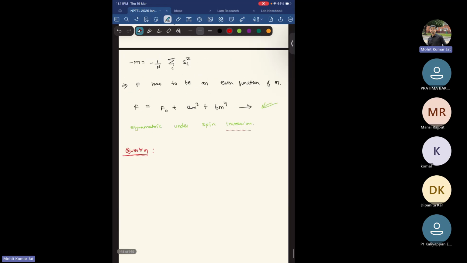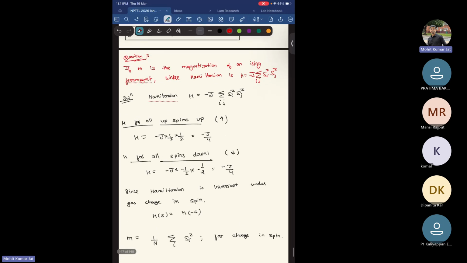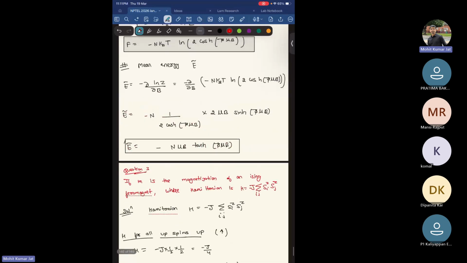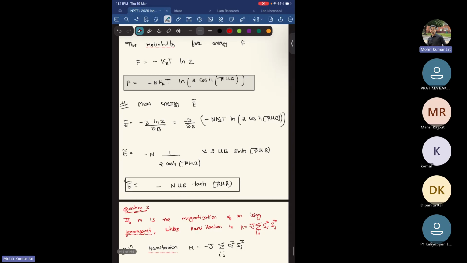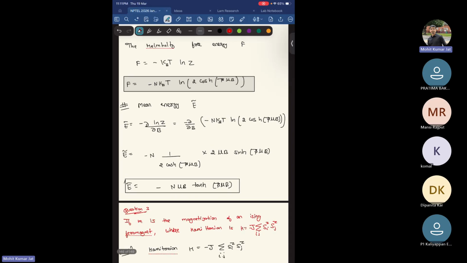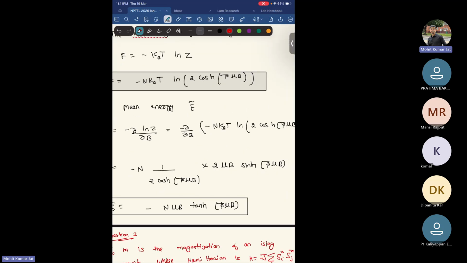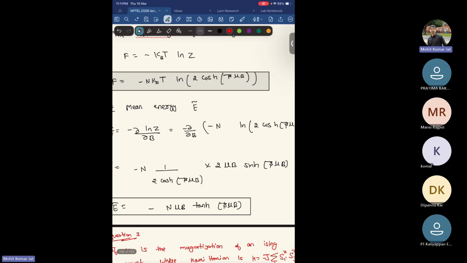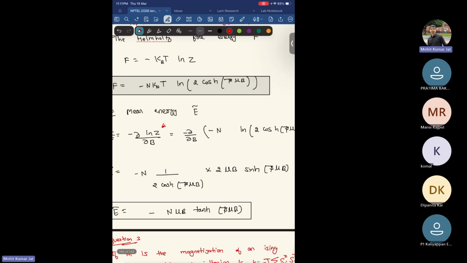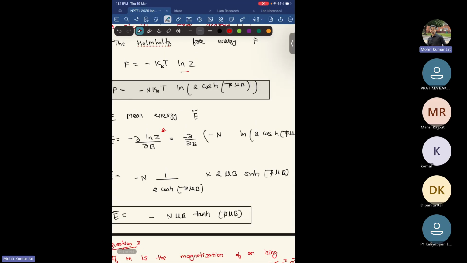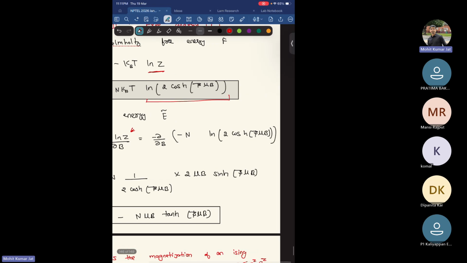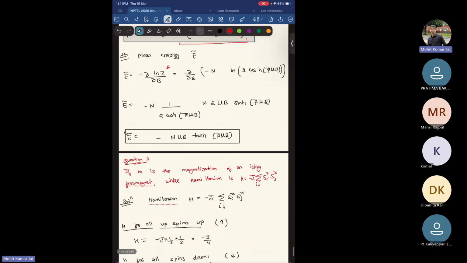Yeah, so someone is saying that after differentiation, should there be a kBT in the numerator? Actually, there should not be any kBT at the forefront itself, because it's d ln Z, and ln Z is nothing but minus n times ln 2 cosh, so minus n times ln 2 cosh. So there should not be any kBT.